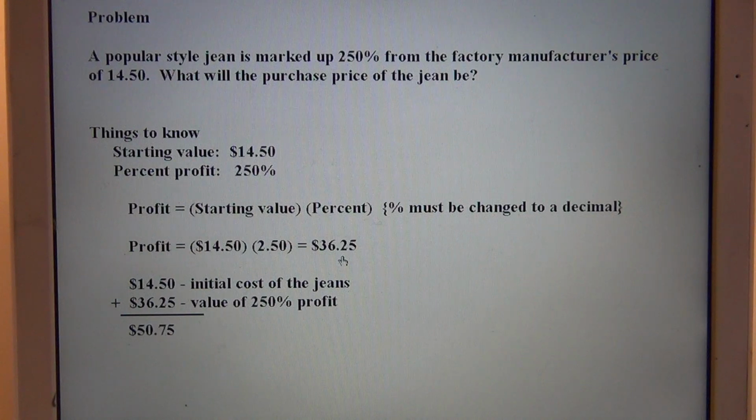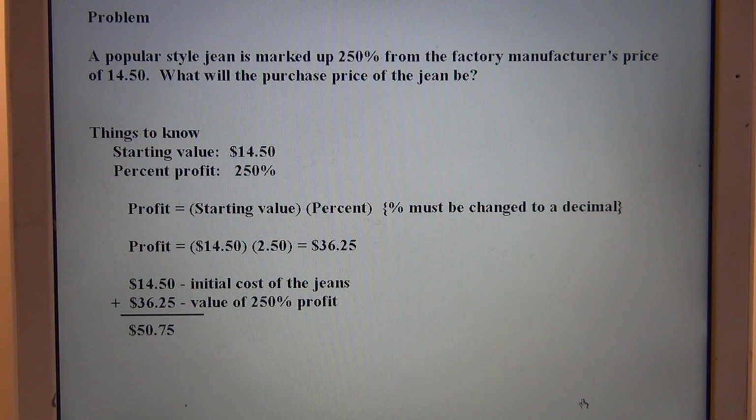So the store is going to add on a profit of $36.25 to the cost of the initial jeans. So when you go and buy the jeans, they cost $50.75. And actually, this is what stores do. All stores do this.